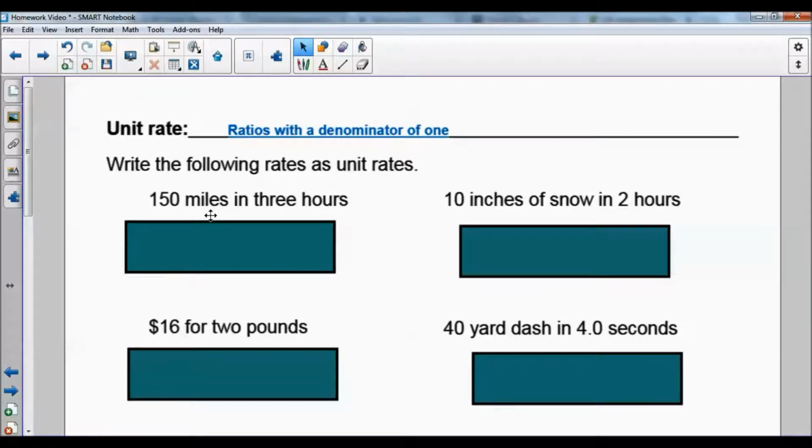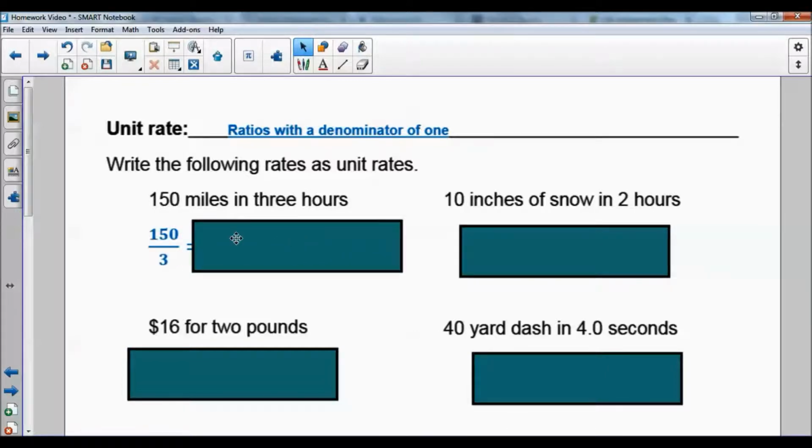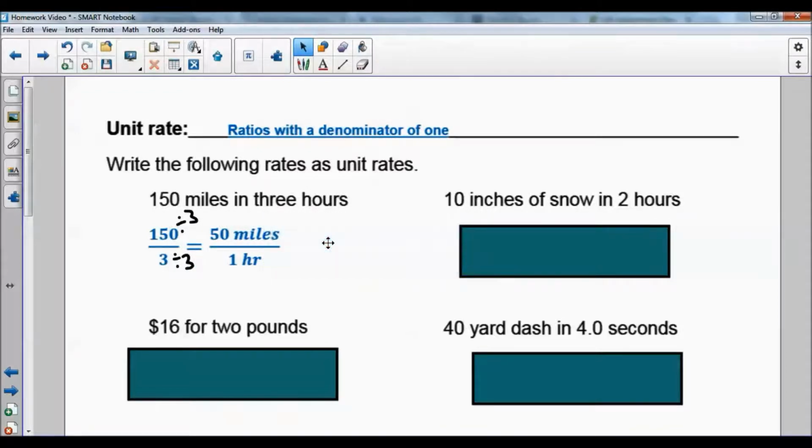So 150 miles in 3 hours, if we're writing it as a unit rate, we want to know how many miles would be in 1 hour. So what we'd do is we'd write it as a fraction, so 150 over 3. And then to get to the denominator equaling 1, you'd have to divide it by itself, right? So we're going to divide the top and the bottom by 3 so that we can get our unit rate. So on the bottom, 3 divided by 3 is just 1. And then on the top, 150 divided by 3 is 50. So for our unit rate, we'd have 50 miles per 1 hour. Okay, and this is our unit rate because we're looking for a denominator of 1, which is what we got here.